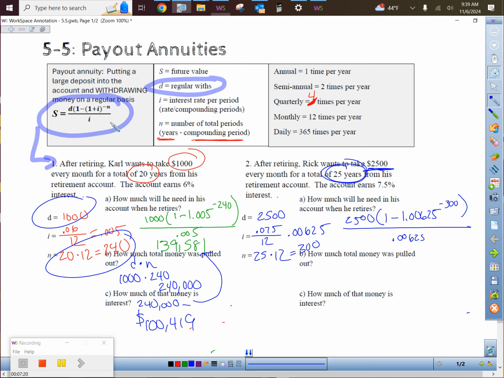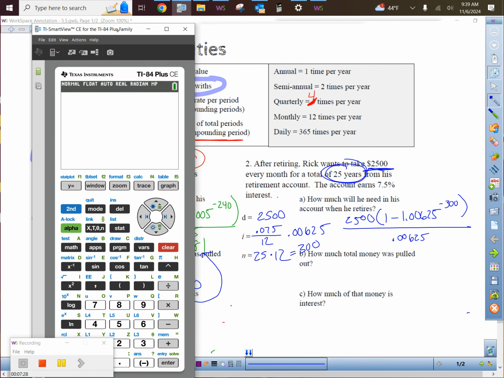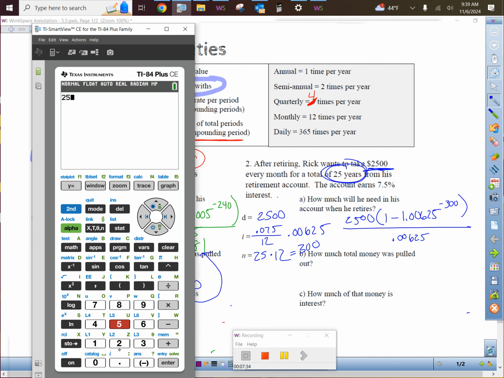Right? Let's punch that in. Get your parentheses in the right spot. You should get a large number back. So 2,500 parenthesis 1 minus 1.00625. Missed a 6 there. 1.00625 to the negative 300th power. Then close up the parenthesis and divide by that nasty decimal. I like this formula, though, because it's easy to punch in. I think this is easier than last time's formula. Should get a big number, right?